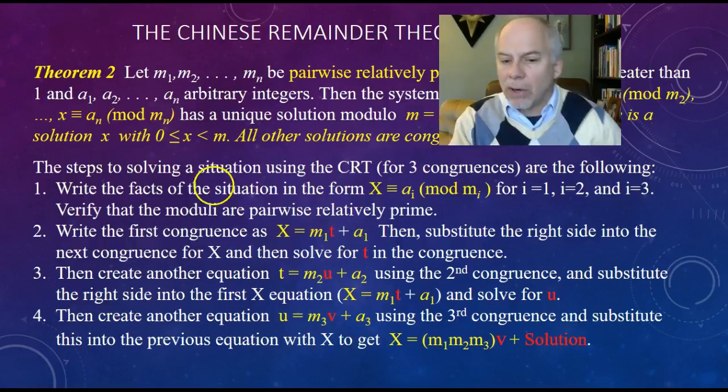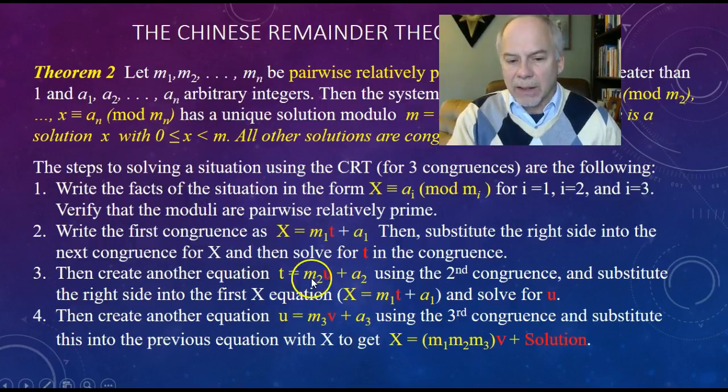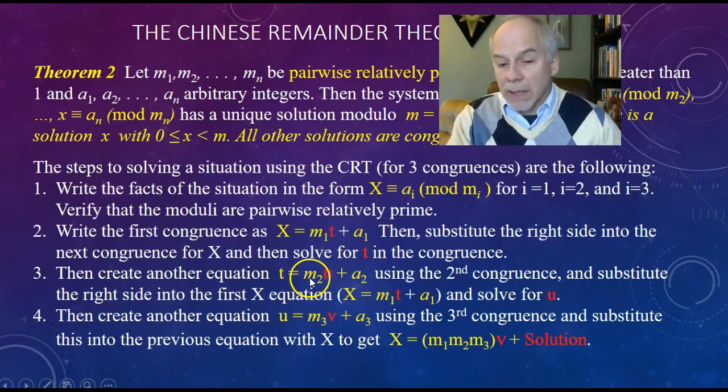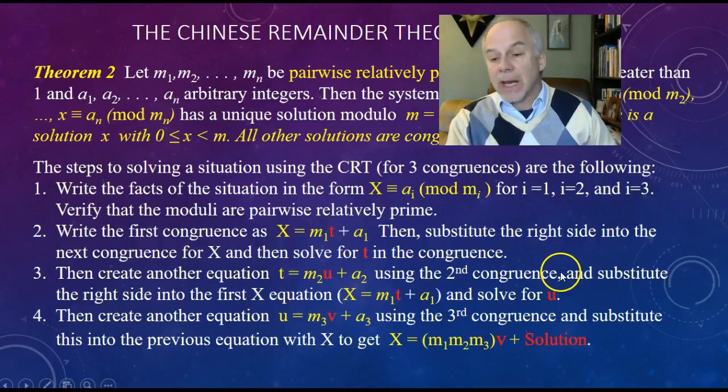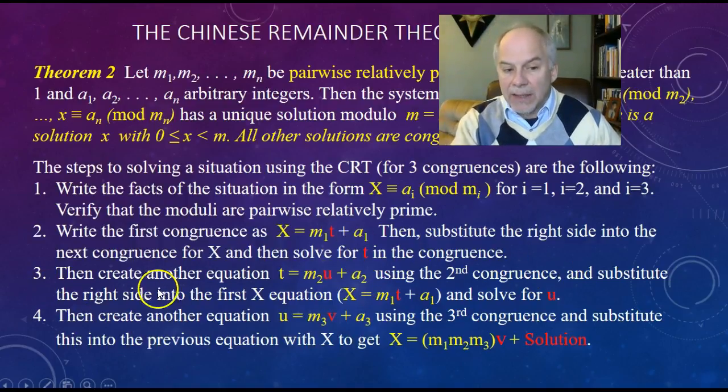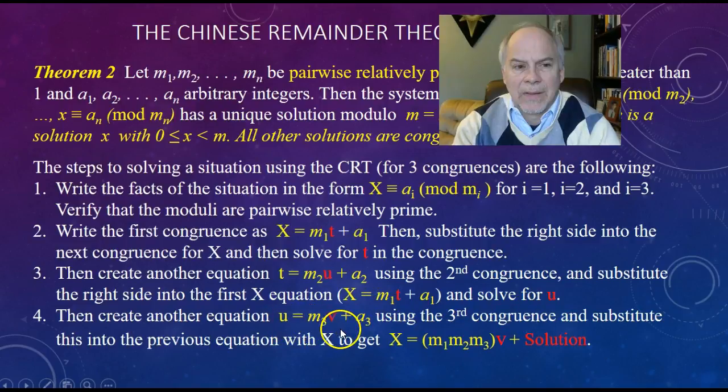Okay? So once you've solved for t in that congruence, then you can make another equation, this time for t, where you write m2 times some other variable u plus a2, using the second congruence, and then substitute that into the x equation and solve for u. So in the third congruence, u equals m3v plus a3, and substitute this into the previous equation with x to get x equals, now eventually you'll get x equals m1 m2 m3 times v.